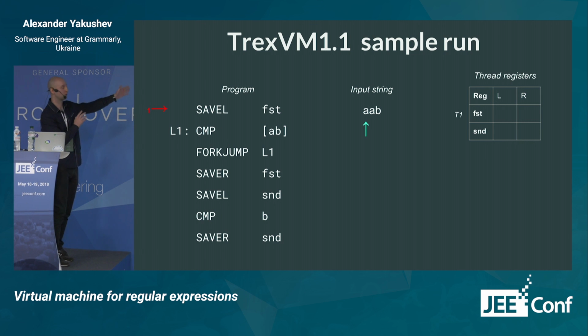Again, on the left, the program, the input string, and on the right, we have the thread registers now. They are empty so far. And the first thread, we only have 1 thread, and it points to the save left. So what happens if we go to the next slide? Like, what will happen now?